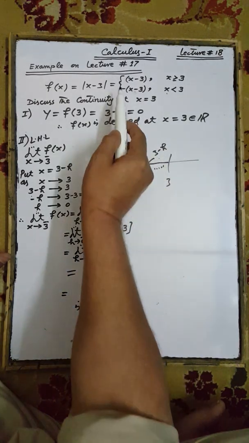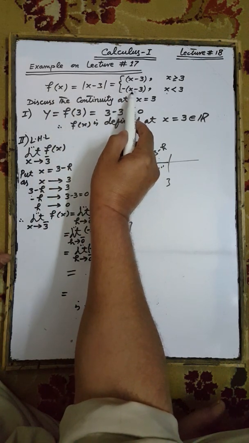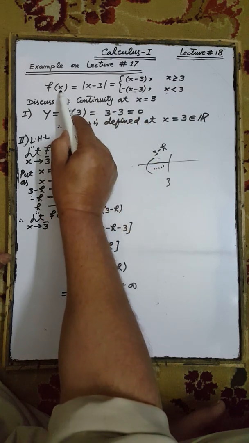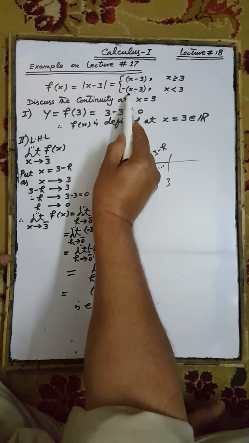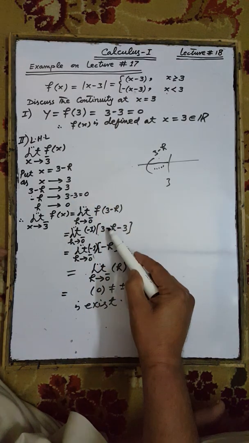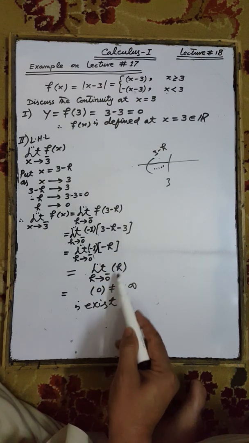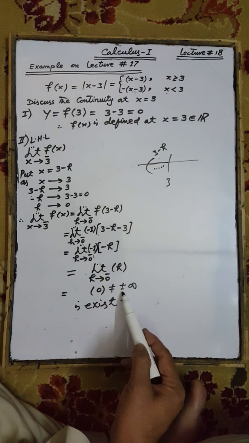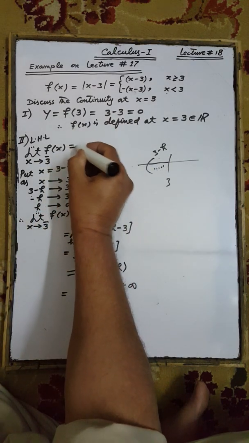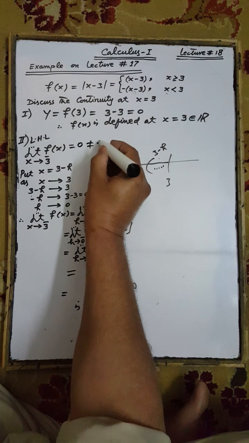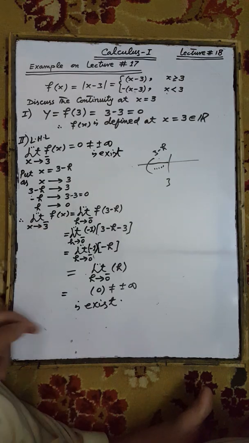And for these points, the value of the function f of x is calculated from -1 multiplied by x minus 3. When we replace x by 3 minus h, it is equal to -1 multiplied by 3 minus h minus 3. Cancel 3 with 3. The simplest form of this function is equal to h, and apply the limit as h tends to 0. The result is equal to 0, which is not equal to plus or minus infinity. That is, the left hand limit of the function at the point 3 exists and is equal to 0, which is not equal to plus or minus infinity as calculated.